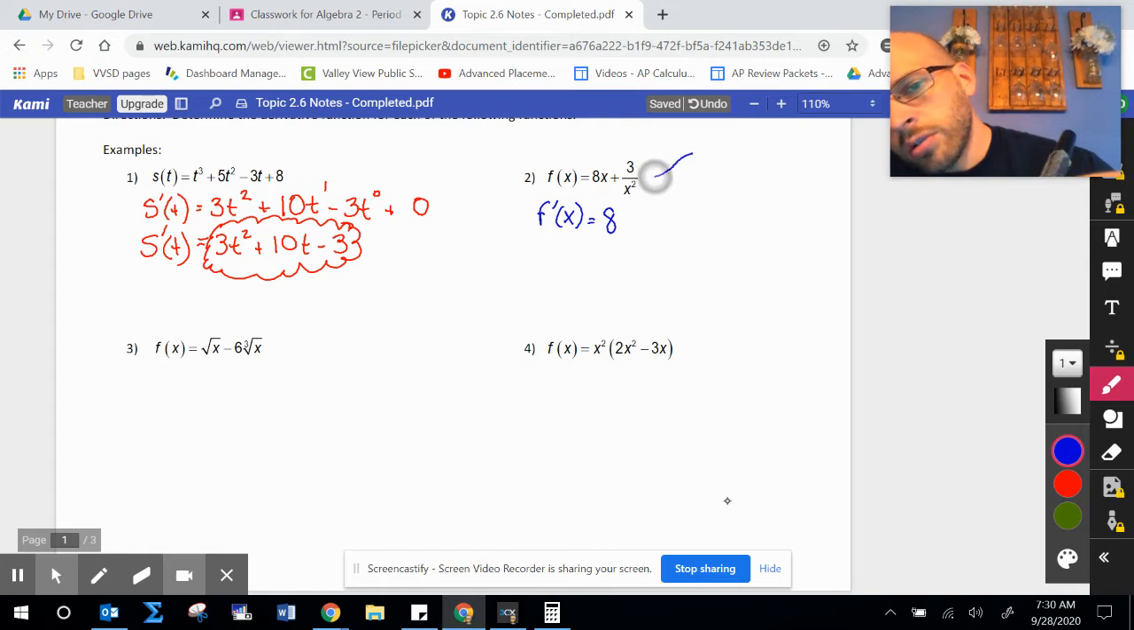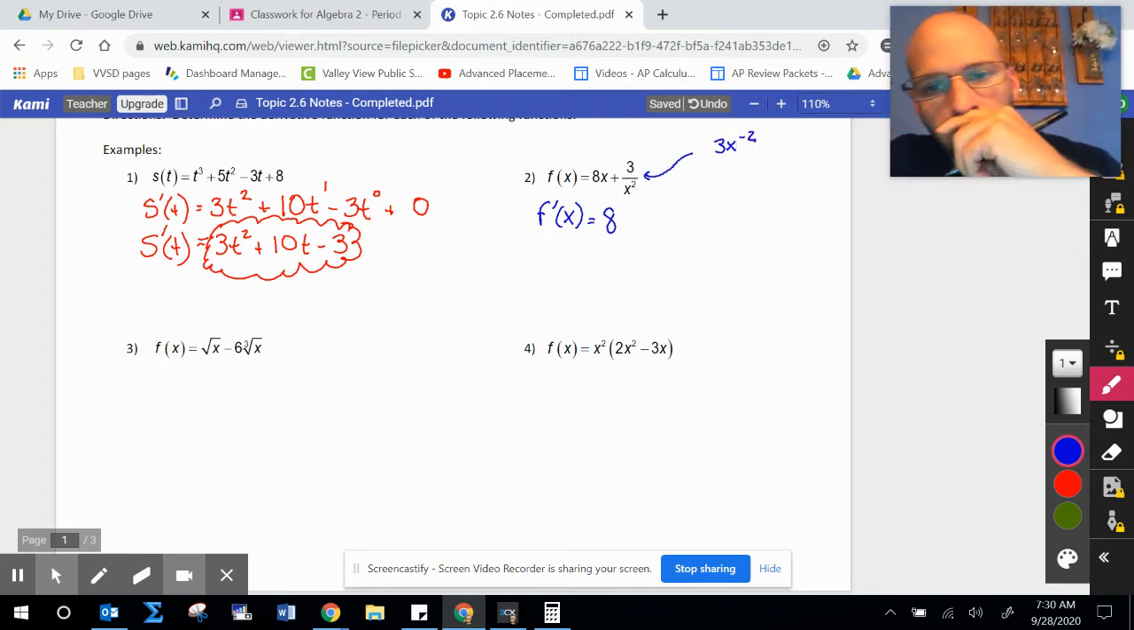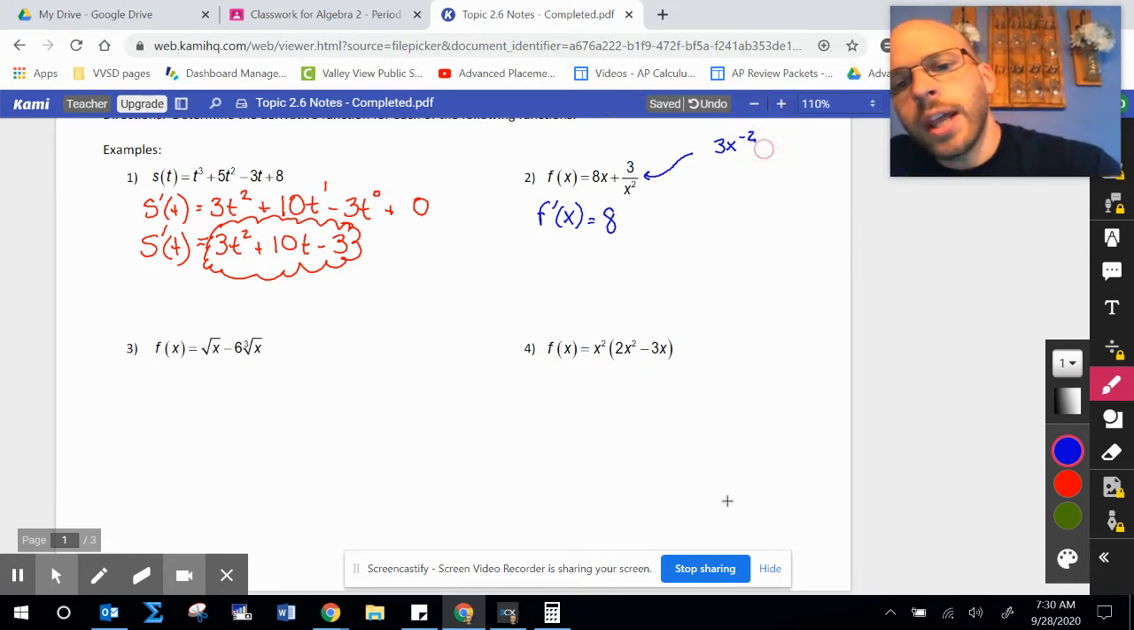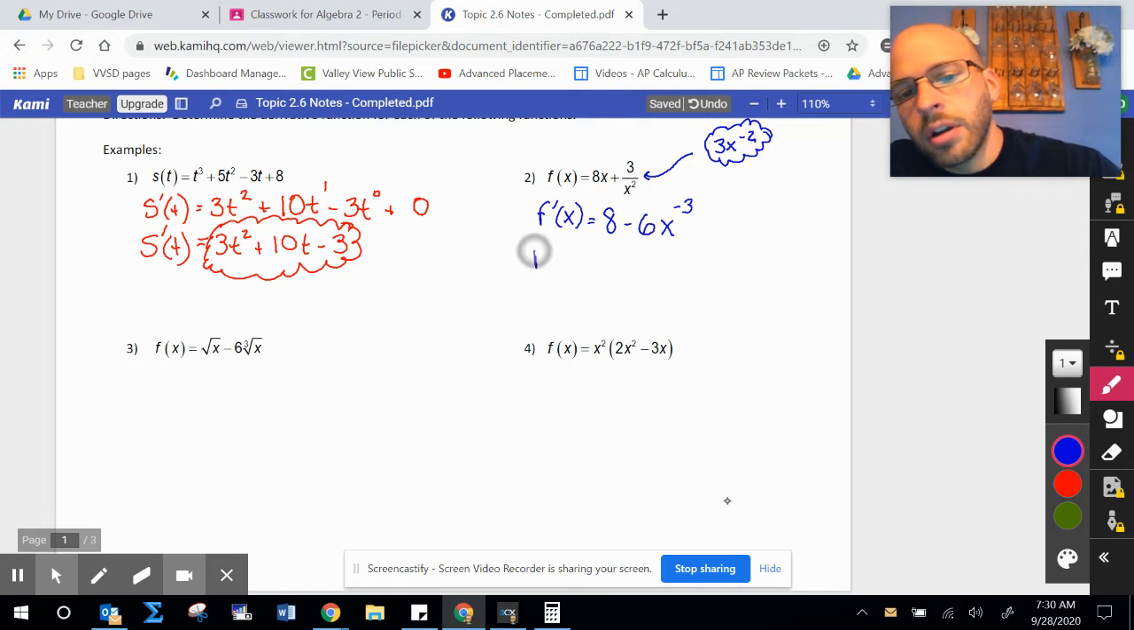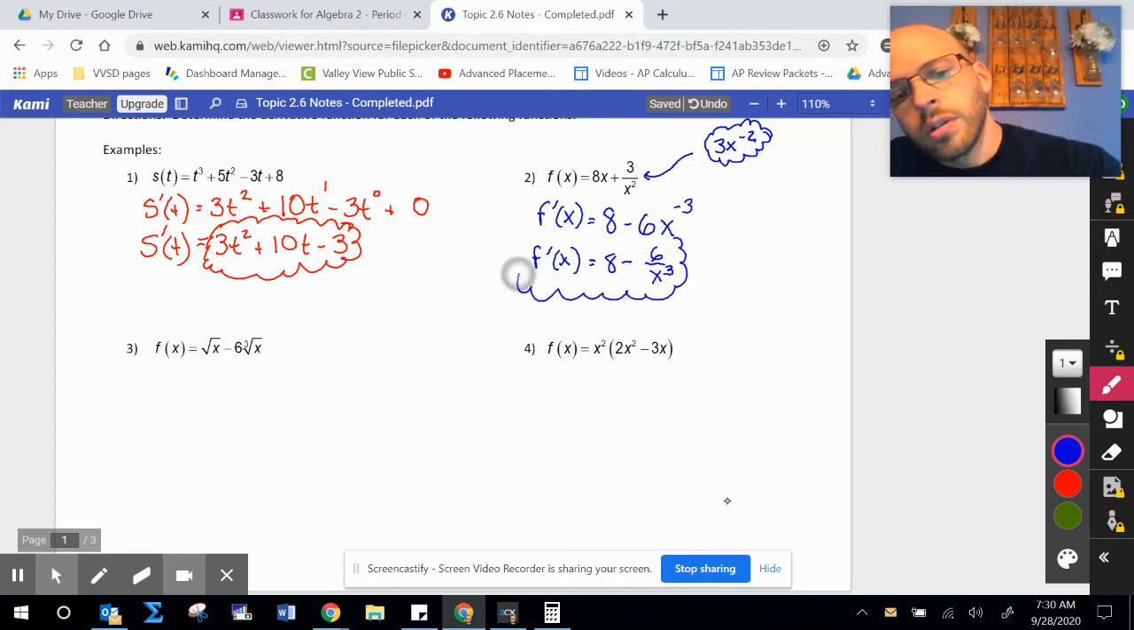Now, I want you to think about this fraction. This is 3x to the negative 2 power, right? So I wrote it as a power so I can take the derivative quickly. So if I drop that down, I'm going to get a negative 6x to, now, if I lower it a full degree, it'll now be to the negative 3 power. So I get f prime of x equals 8 minus, and I'm going to write this as 6 over x cubed. Okay, and this would be my derivative.